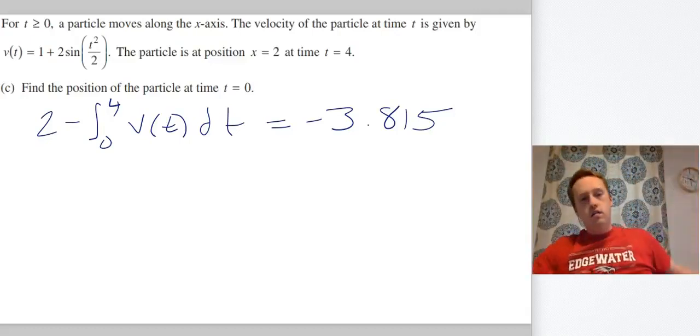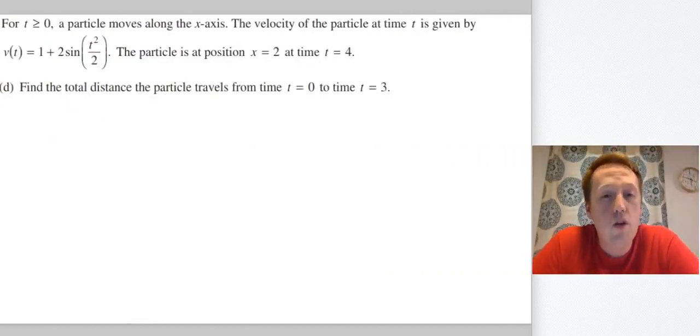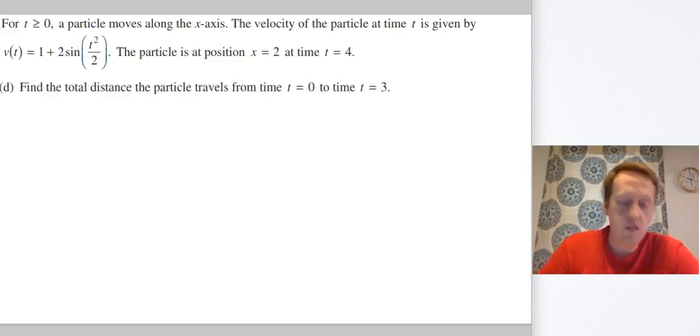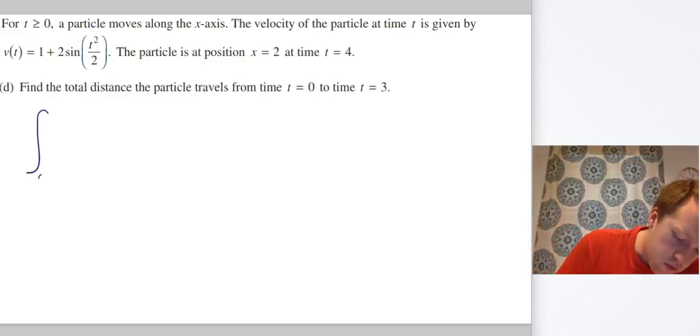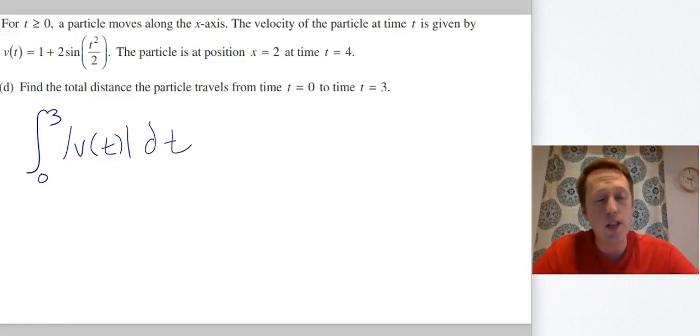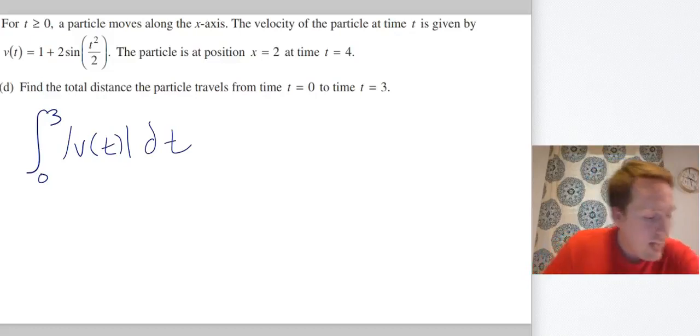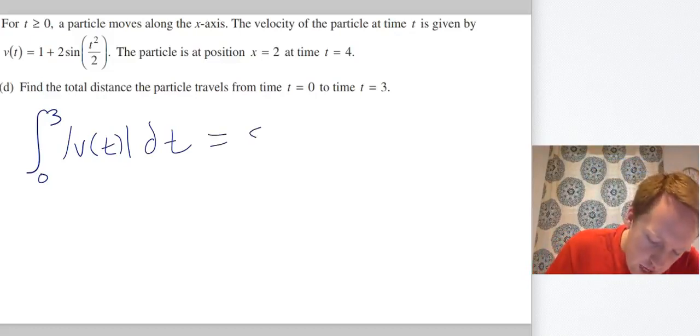All right. Part D. Find the total distance the particle travels from time t equals 0 to time t equals 3. So total distance traveled, that is the integral from 0 to 3 of the absolute value of v of t. This is a calculator question. You're literally going to just do that in your calculator. Just be careful that you remember to put the absolute value bars on there with your calculator. So when you do that, you get 5.301.